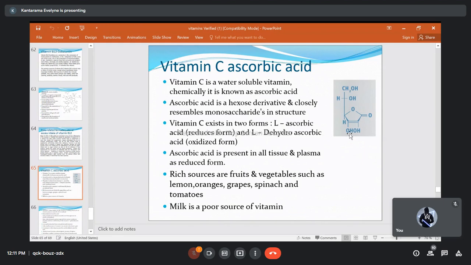It exists in two forms. We have the L form, which is the reduced form, and the D form, which is the oxidized form. It is present in all tissues and plasma as the reduced form. Sources are fruits and vegetables, but milk is a poor source of vitamin C.